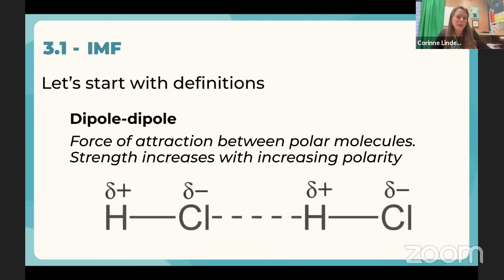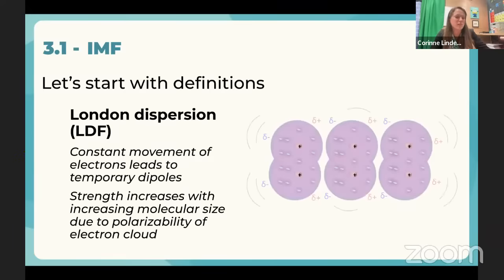Dipole-dipole is going to be interactions between polar molecules. And the thing to know with this is that the strength of this interaction is going to increase as polarity increases. And then LDF, London dispersion forces, a van der Waals force, like giving you all the different ways that we can refer to these things, because sometimes with chemistry, it's just the vocab, right?